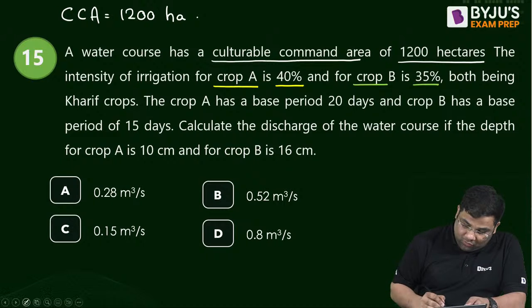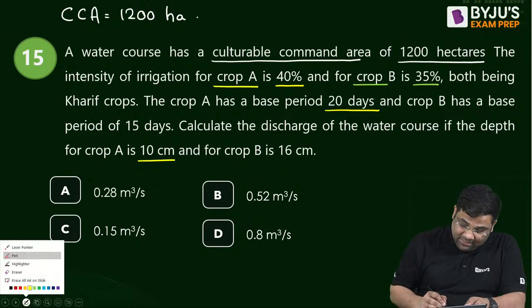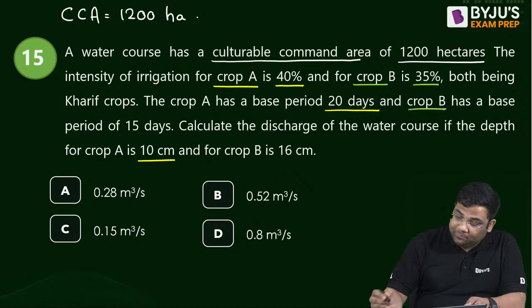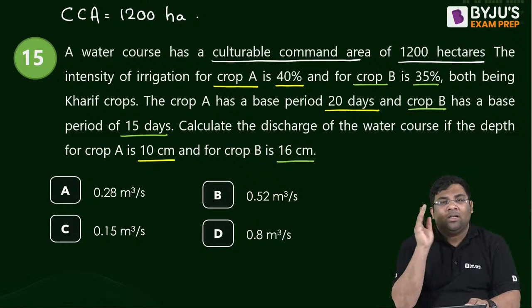35. Now crop A has a base period of 20 days and a depth of irrigation of 10 centimeter, and crop B has a base period of 15 days and depth of 16 centimeter. Now what will you do?